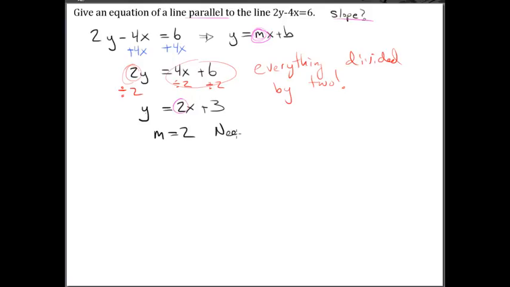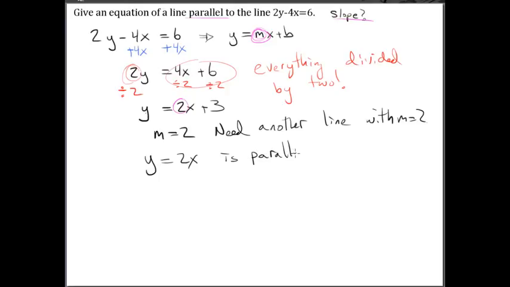So we need another line with slope equal to 2. So y equals 2x is parallel. Y equals 2x minus 3 is parallel. Y equals 2x plus 7 is parallel.